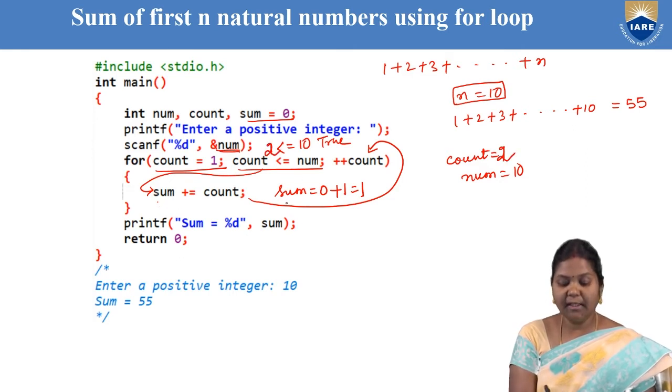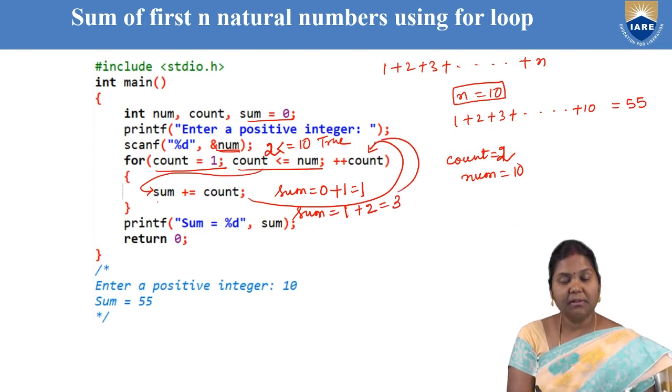Yes, true. Then again it does sum is equal to sum plus count. Earlier sum was 1 plus count value 2, so it becomes 3. Again it will repeat count plus plus, and now count becomes 3. 3 is less than 10, yes. Then it will do sum equals sum plus count. Earlier sum is 3 plus count 3, it becomes 6. This process will be repeated until the condition is satisfied.